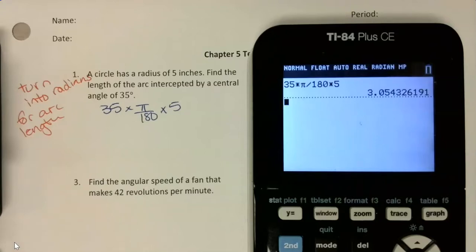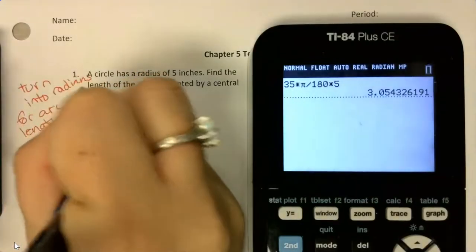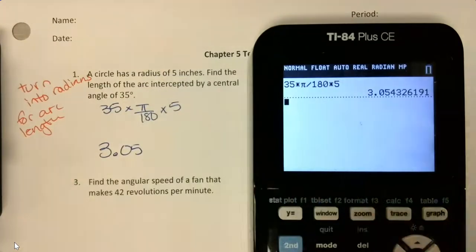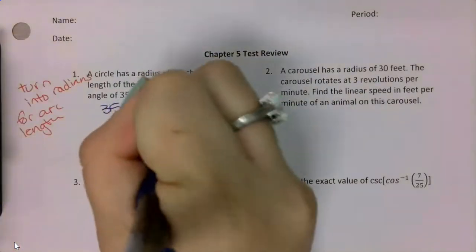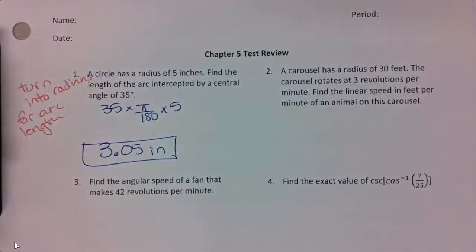And I forgot to tell us to round. On the test I will. I want you to round to 2 decimal places. So this is going to be 3.05 inches because I was given units in this problem.